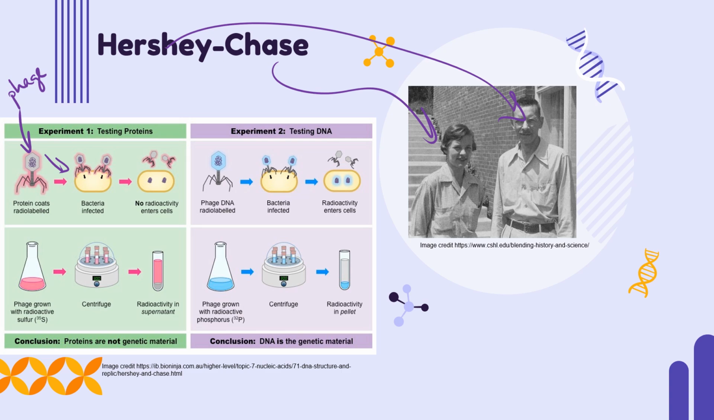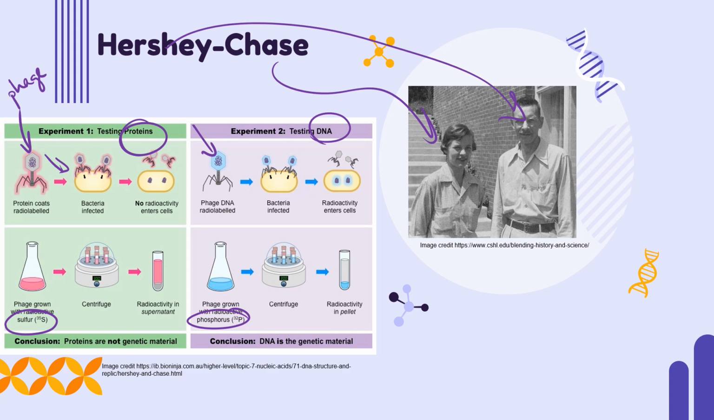So they took some bacteriophages that had radioactive sulfur in them. Sulfur is found only in protein. They took some other phages that had radioactive phosphorus. Phosphorus is only in DNA. And then they let these bacteriophages infect the bacteria.